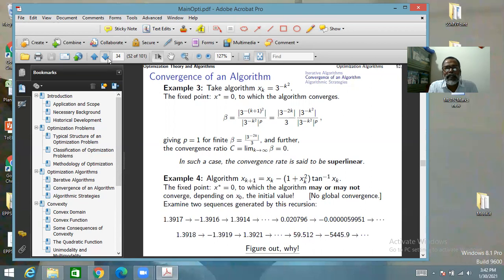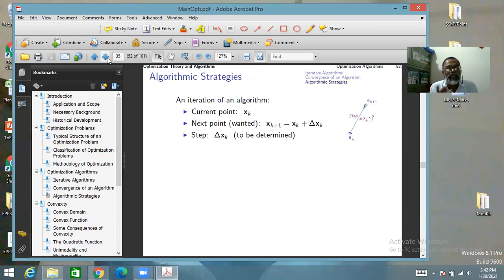Now we proceed further. Algorithmic strategies. An iteration of an algorithm typically starts from the current point and wants to reach a next point. The step delta xk is to be determined by the algorithm. So how should the algorithm proceed to get a good delta xk, which will get you an xk plus 1 that is better than xk, hopefully?